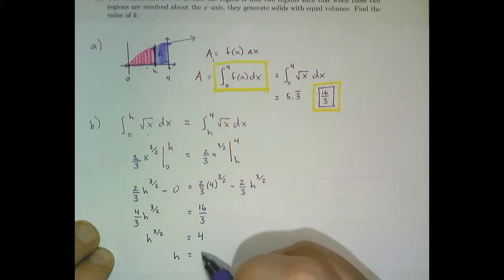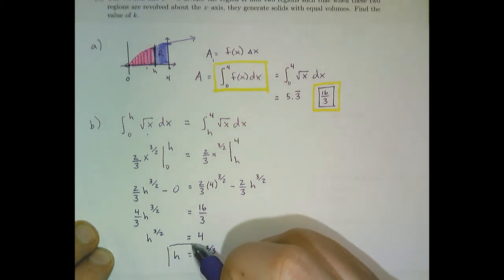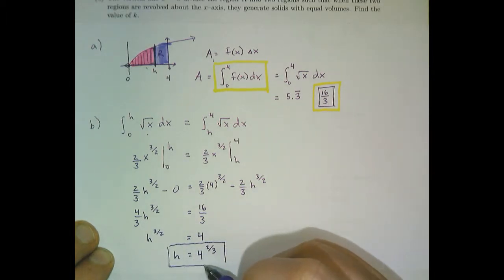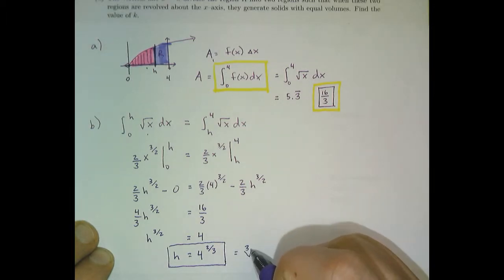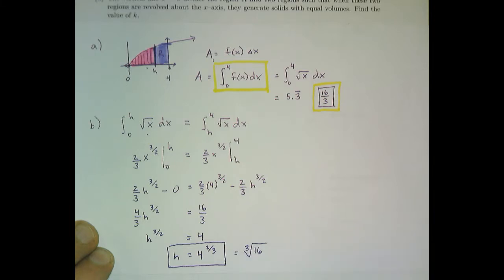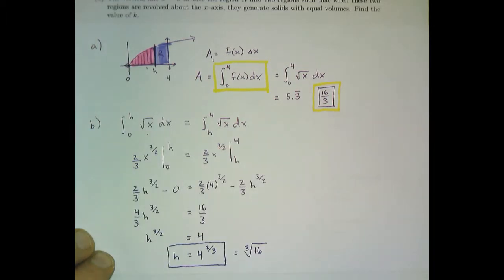Finally, if we raise each side to the 2/3, that would cancel out the 3/2, and we get our value for h. This is the same thing as the cube root of 16, if you wanted to write it like that. 4 squared is 16, and we're going to take the cube root of that, which is definitely less than 4. So there's the solution to part B.